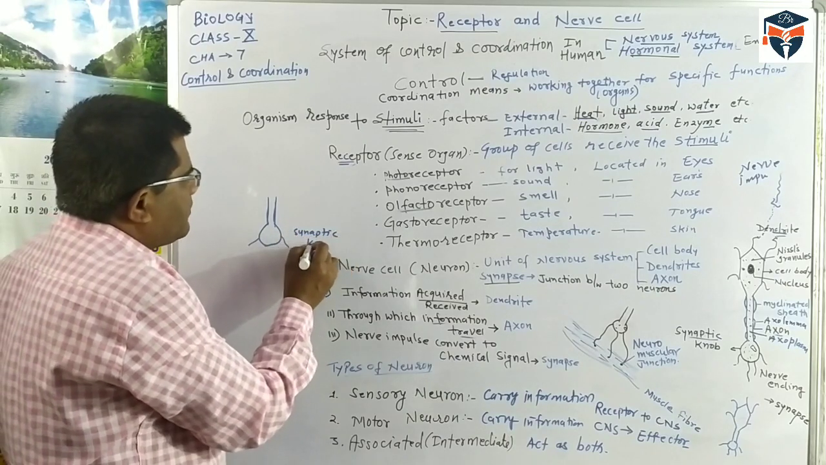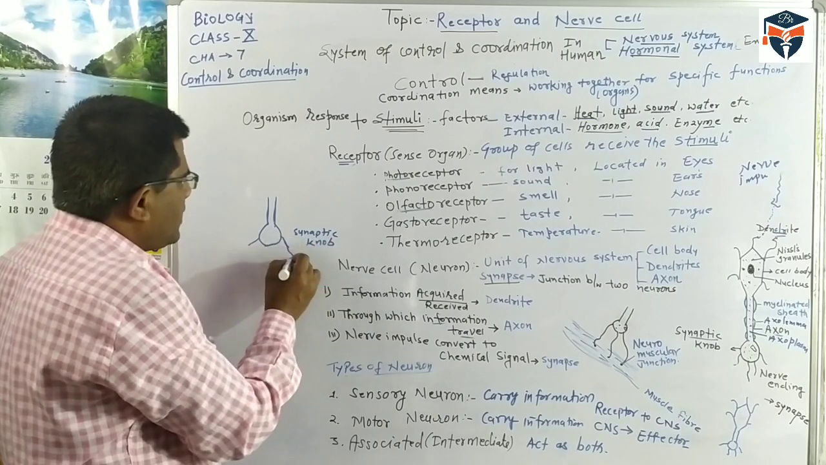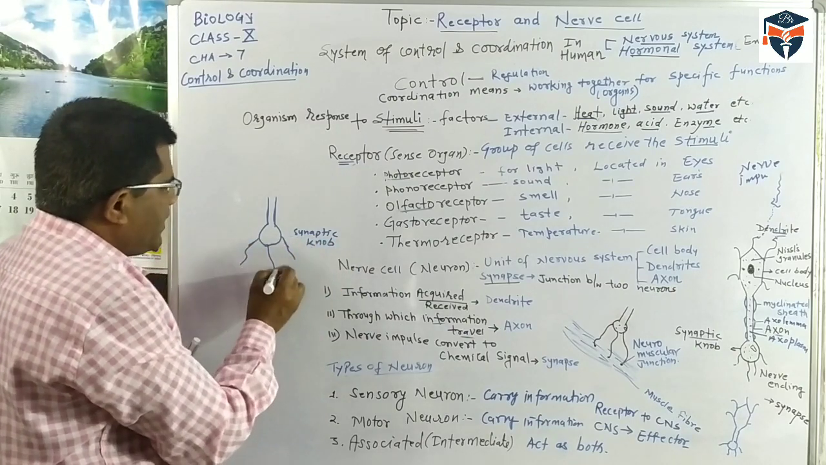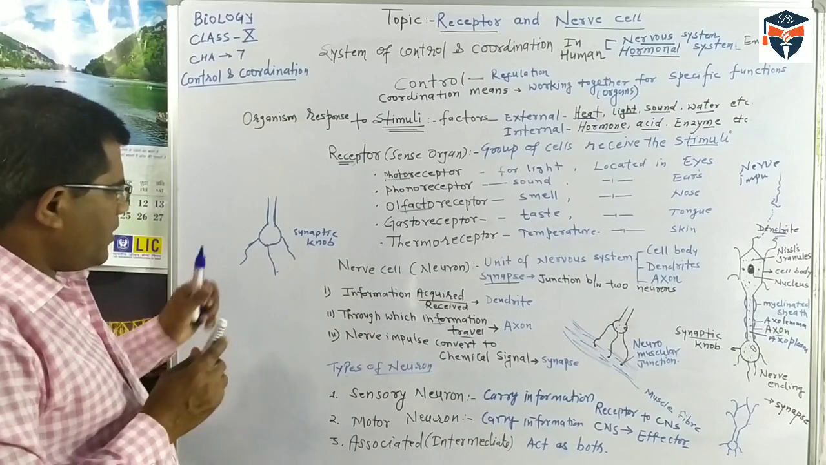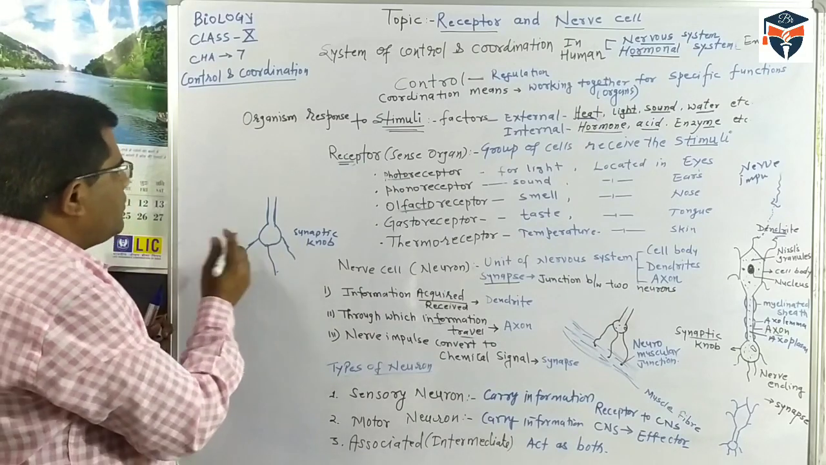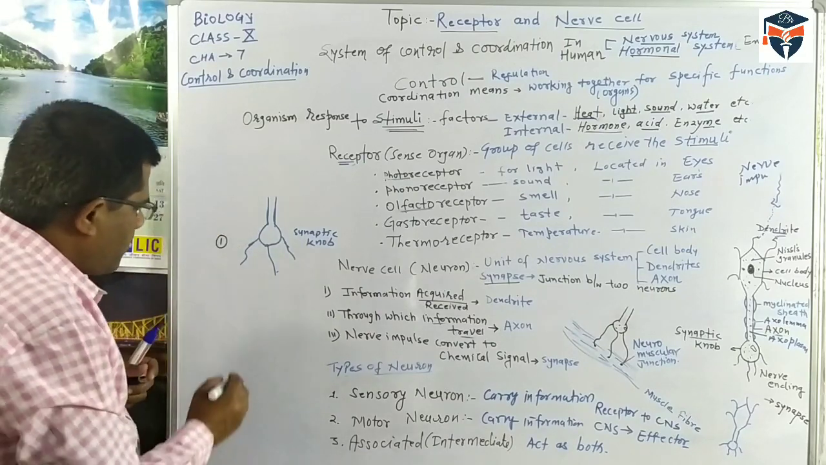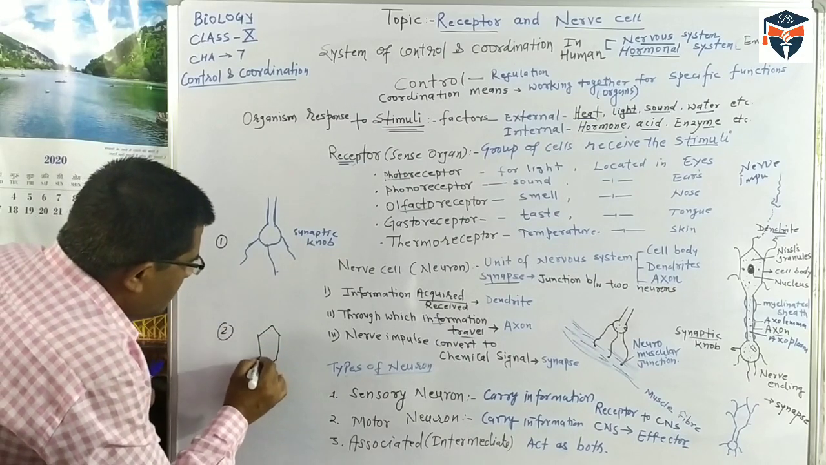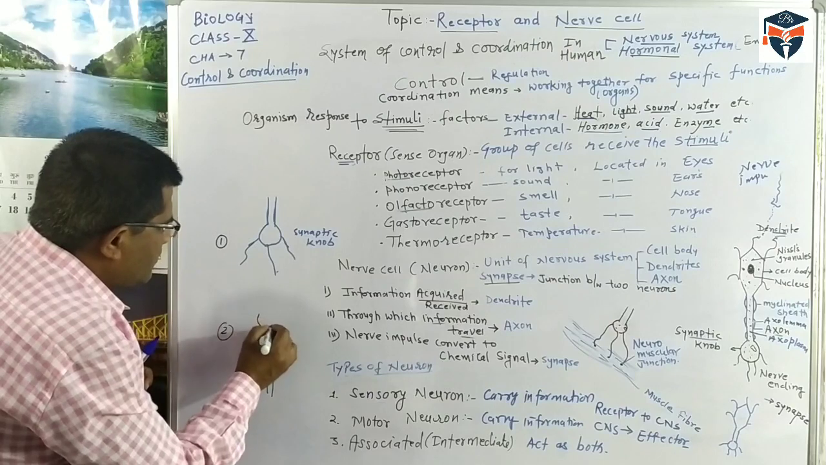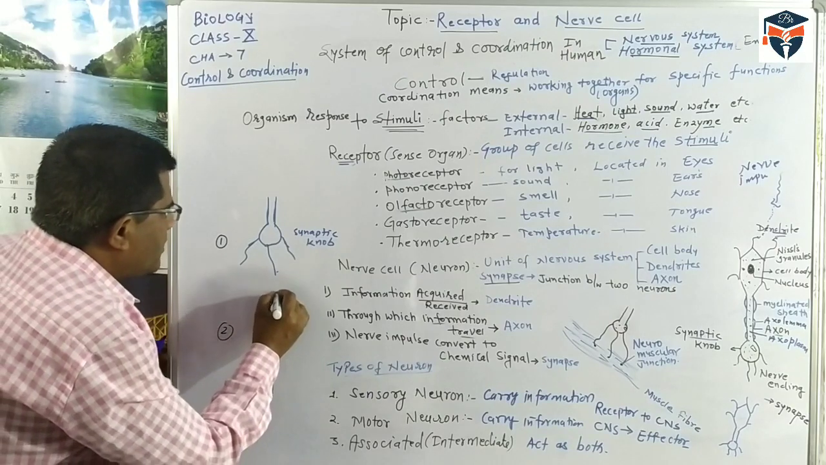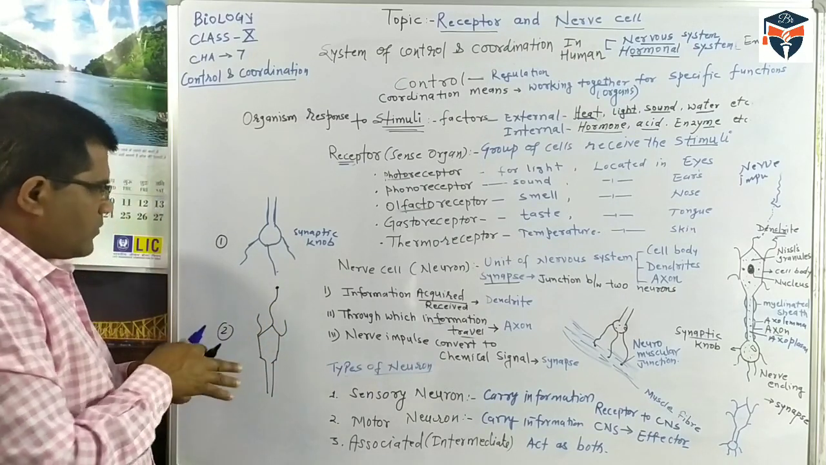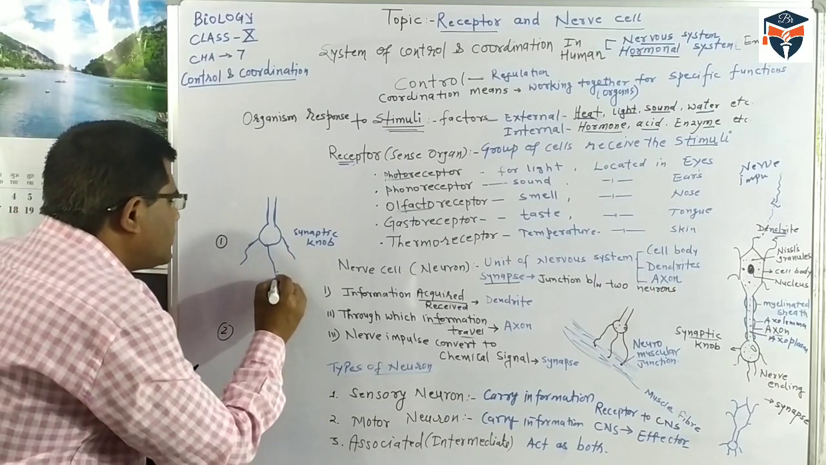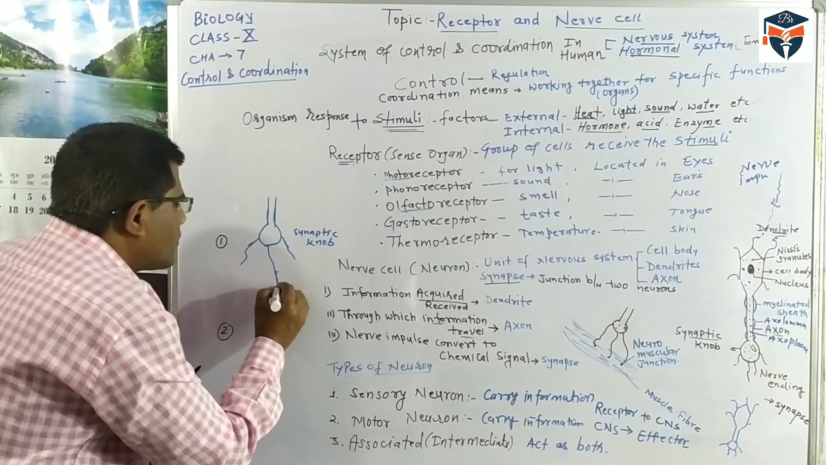So from this synaptic node, these are the nerves which are called nerve endings. This nerve ending of one neuron, this is neuron number 1. This is another neuron. In this neuron, this is the axon part and these are the dendrites. So the dendrites of this neuron and the nerve ending of this neuron are connected together.